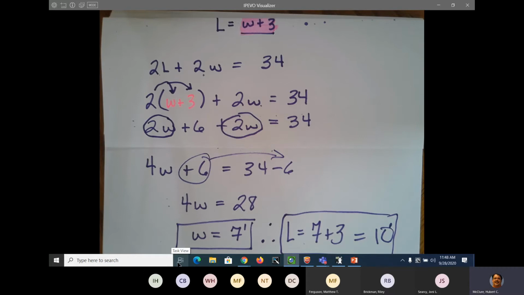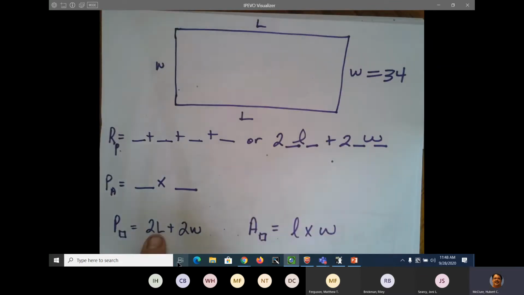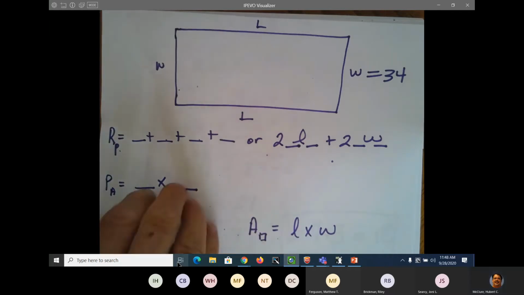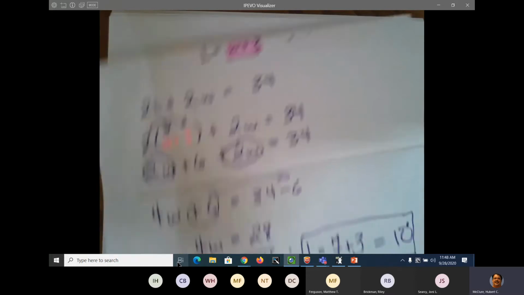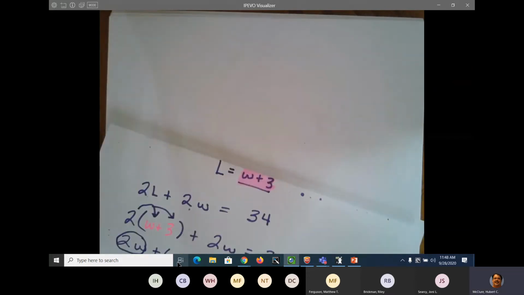Is this another popular question? Yes. Very popular question on the standardized test. It could be a garden, it could be a fence, it could be anything. But you've got to know perimeter and area of a rectangle before you can do this problem. Okay, next problem.